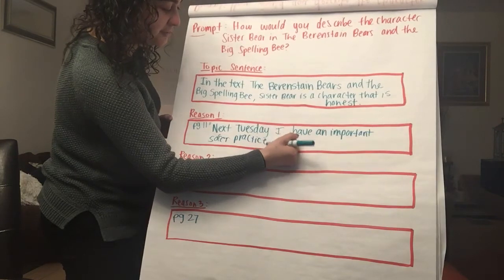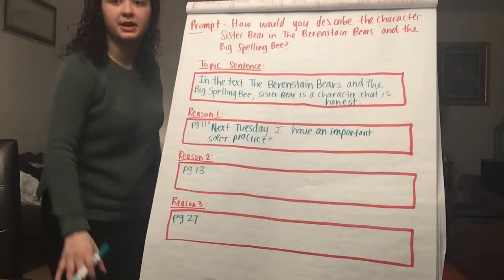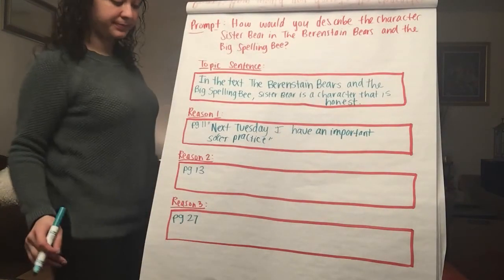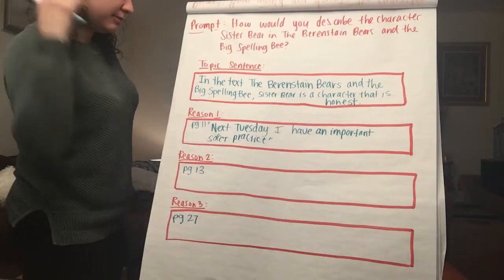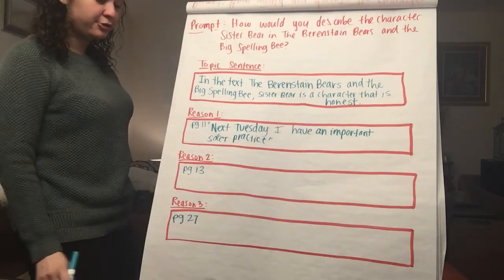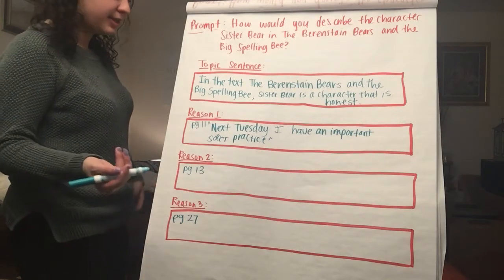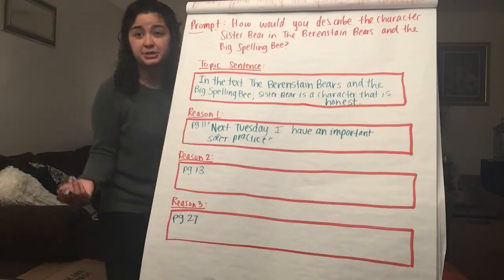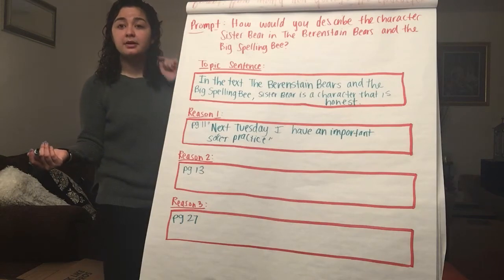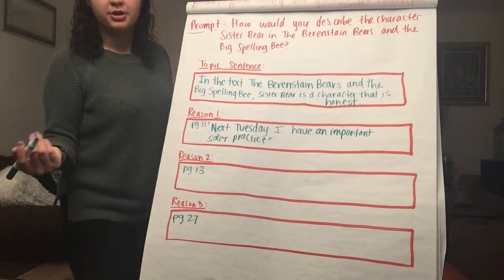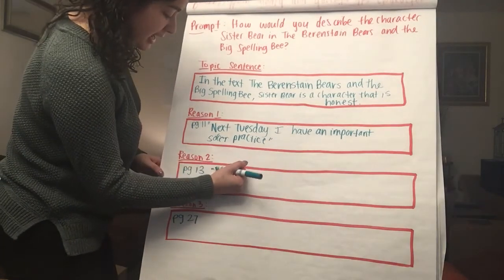Right? This tells her teacher how worried she is because she wants to be a part of both things. I go to my reason too. I wrote page 13. Now on page 13, who was the next person she was honest with? Her friend. So she said, I know.